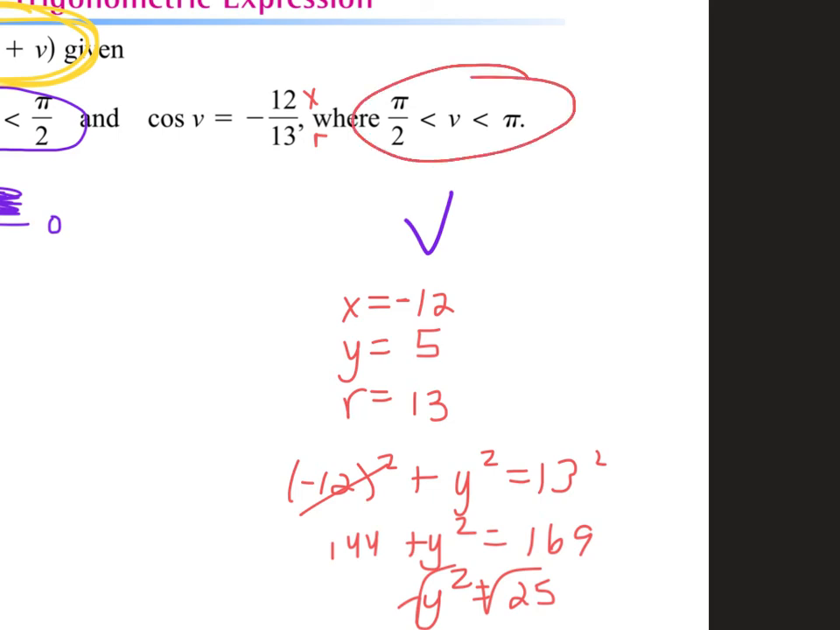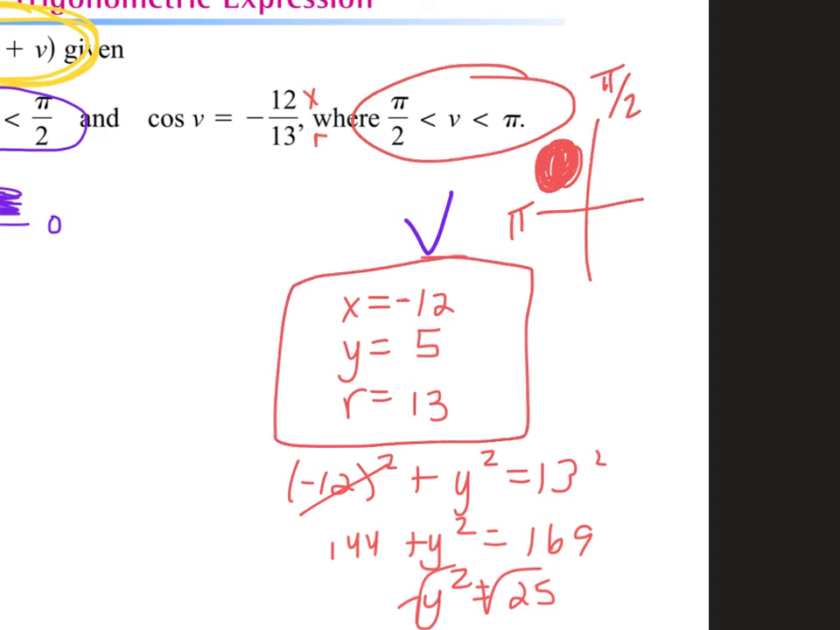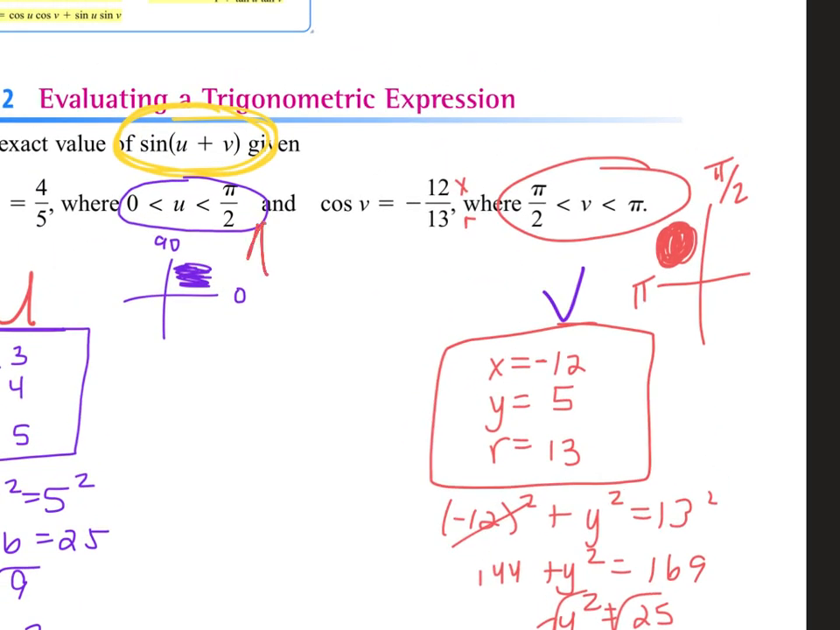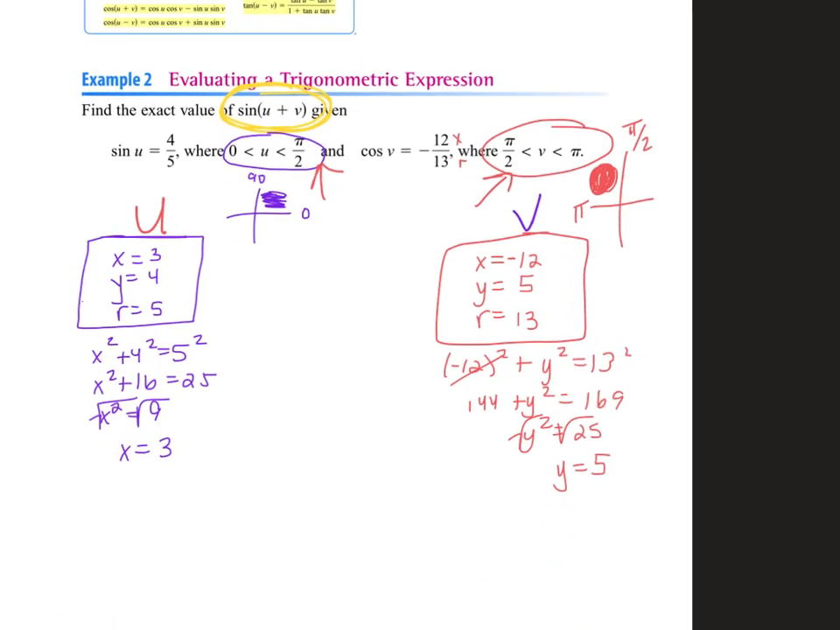Okay. Now, this is the information I need, but I got to look. What did they tell me here? This angle lies between pi over 2 and pi. So it's over here in the second quadrant. So what do I know about x and y? x is negative, y is positive. Okay, we're good to go. That is the only information you need. The second piece tells you the signs, positive or negative, of your x and y. That's why you need it. But you have all the information you need now.